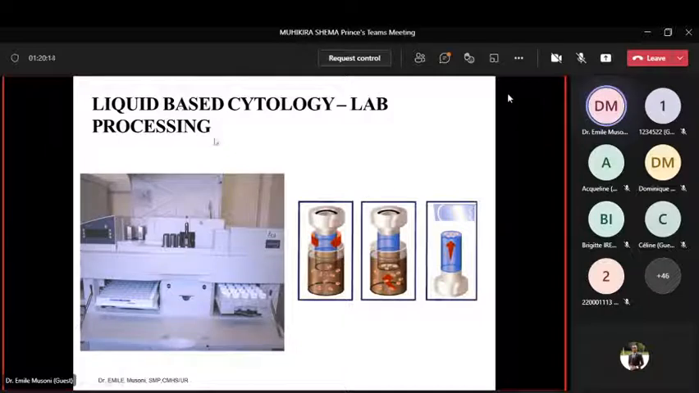For staining, it can be automated or manual, depending on the technology you have. We have so many samples with high technology. You can use an automated machine to stain. And for liquid-based cytology, you must have a cytocentrifuge to collect the samples.